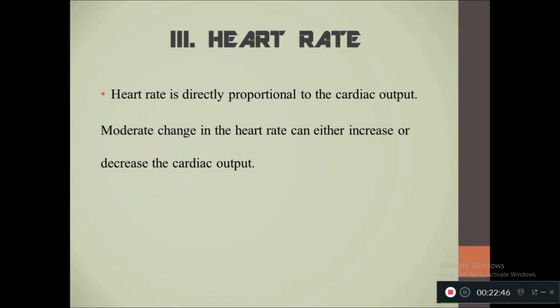The next thing is heart rate. Heart rate is directly proportional to cardiac output. Any mild change does not matter, but when there is a moderate change in your heart rate, that will affect the cardiac output seriously, either in a positive way or in a negative way.